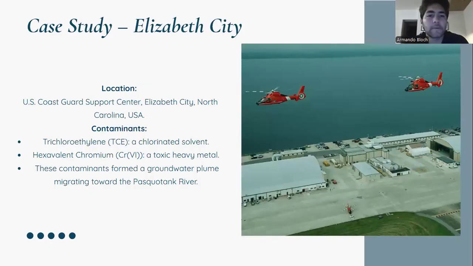The case study by our team was the Elizabeth City project, located at the U.S. Coast Guard Support Center in Elizabeth City, North Carolina, where the primary contaminants were trichloroethylene, otherwise known as TCE, a chlorinated solvent, and CrVI, a toxic heavy metal. These contaminants formed a groundwater plume migrating toward the Pasquotank River.